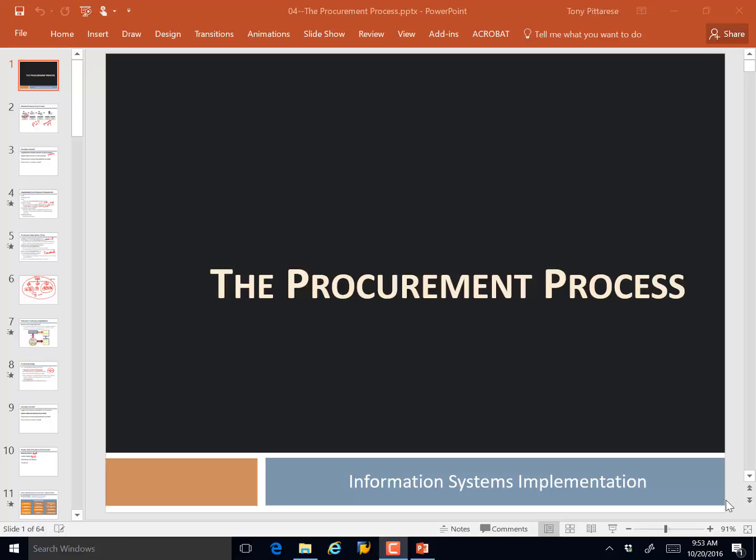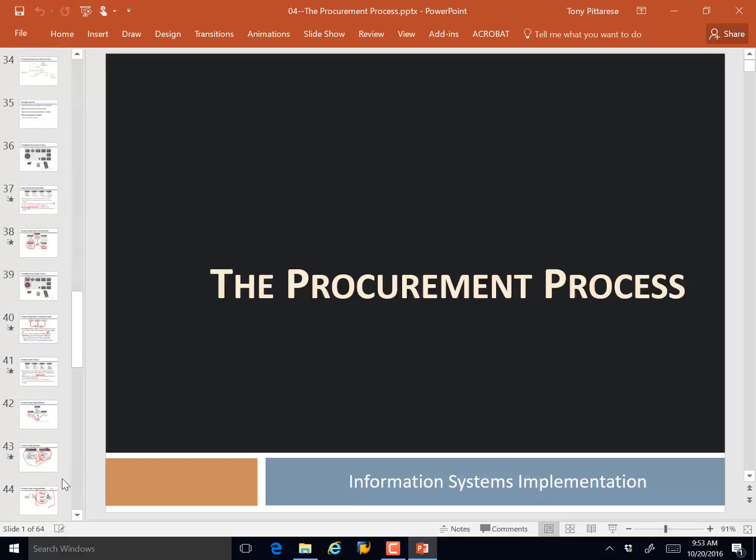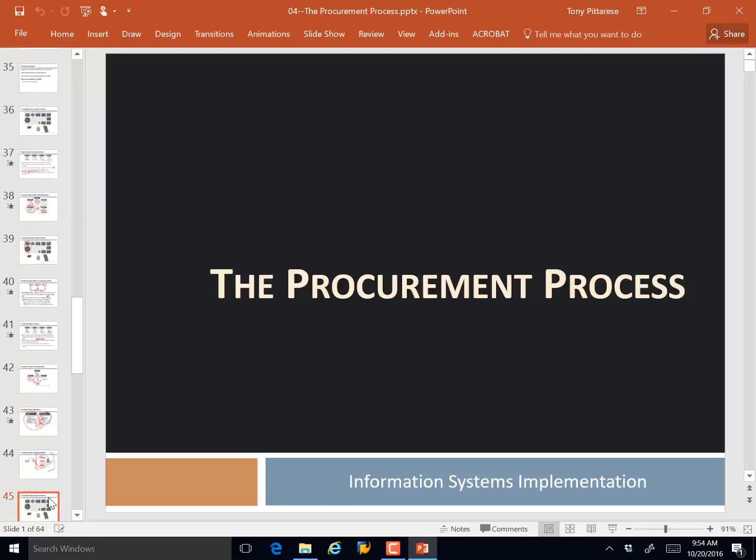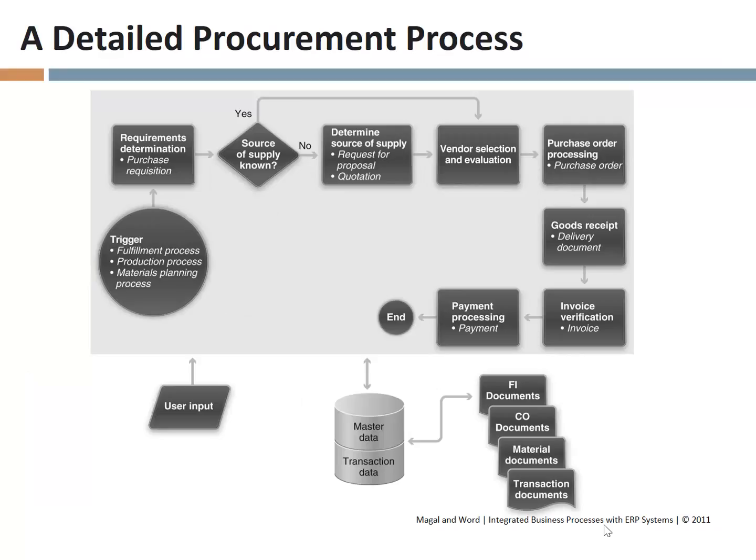So to jump back into our discussion of the procurement process, we had just finished up discussing the first set of steps in the process. We talked about some of the triggers to the process. We talked about how it fundamentally commences with our having determined that we need something, and we memorialize that in a purchase requisition, which serves as the triggering document for this overall process.